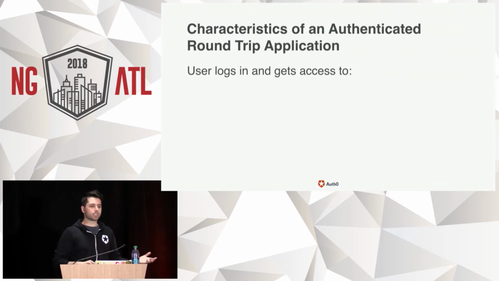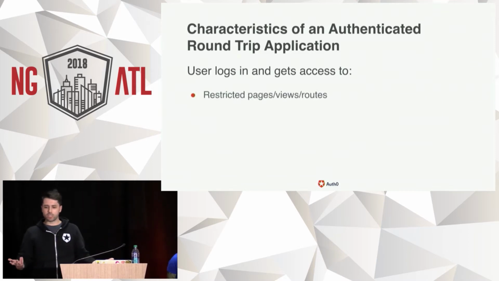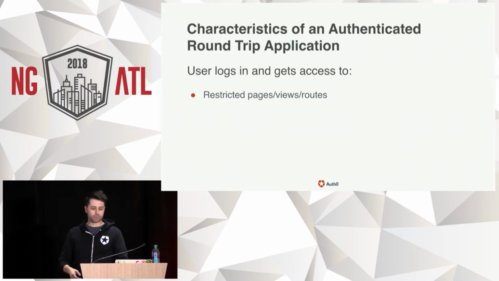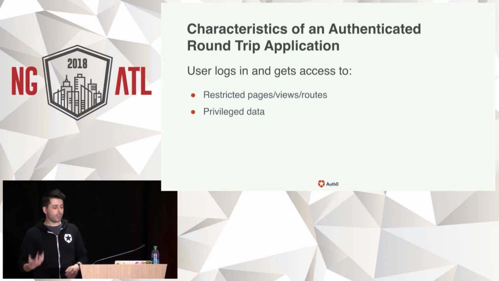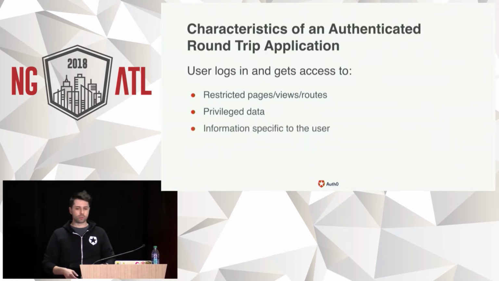So let's think about some characteristics of authentication in maybe the traditional round-trip application sense. Here's some things we need to do. We need to allow the user to get access to restricted pages and different views and routes that belong to them, to privileged data that only they should be able to access, and to information that's very specific to that user. So those are some of the goals of authentication.